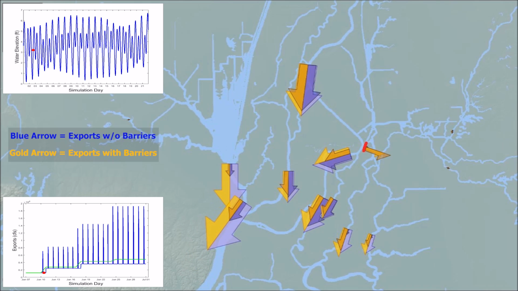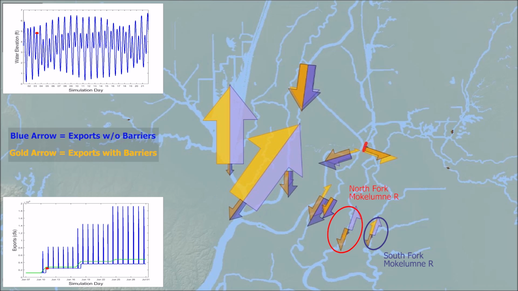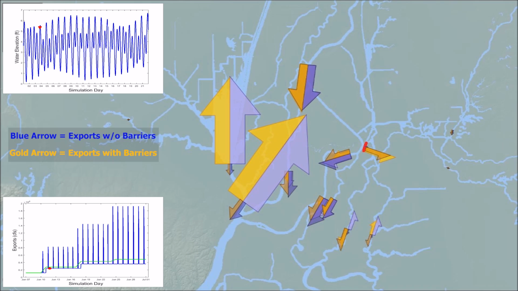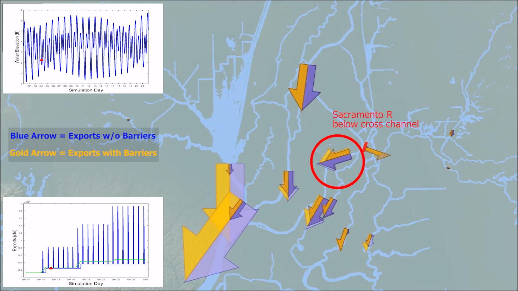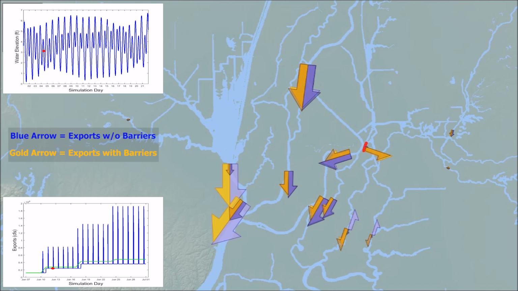We'll begin by visualizing the effects of the delta cross-channel gates at the lowest export rate and work our way up to higher exports. Once the Delta cross-channel gates are open, Sacramento River water flows into the north and south forks of the McCollum and down through the middle of the Delta through Old and Middle River, which makes their flows more negative. Directing water out of the Sacramento River here decreases flow in the lower Sacramento River below the Delta cross-channel gates. Some of that water shows up as increased flow in the San Joaquin River.